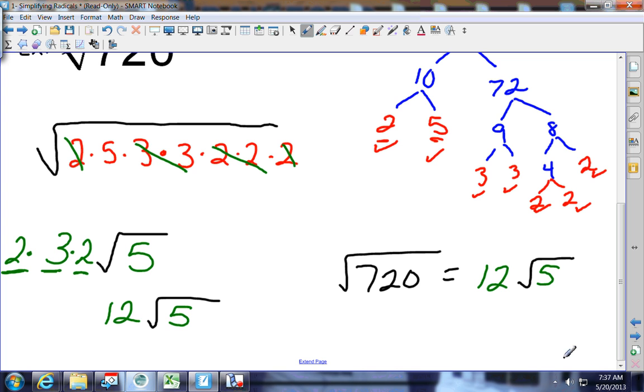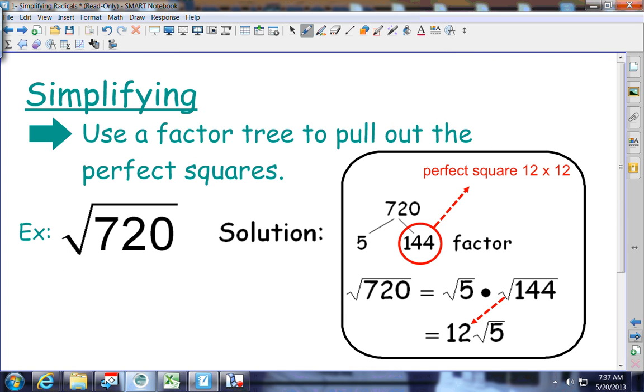Let's see what this is on the next slide here. Okay, so using a factor tree to pull out the perfect squares, what it says is here, Oh, I didn't even think about doing it that way. I guess if you would have figured it out right away, you could have seen that. I like my way better. Anyway, that's all right. So they split theirs up. They do 5 times 144. I never would have guessed that.